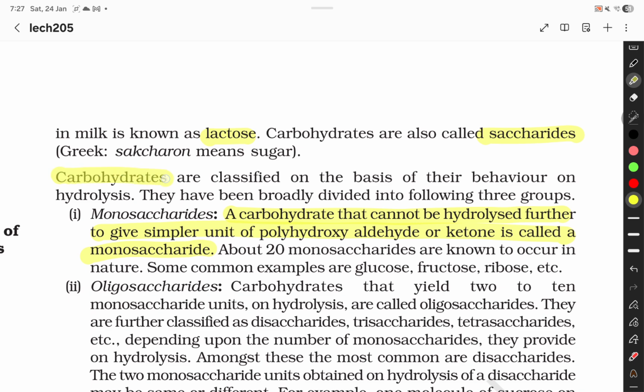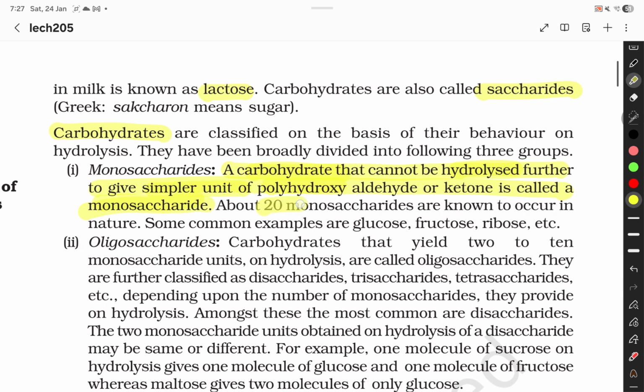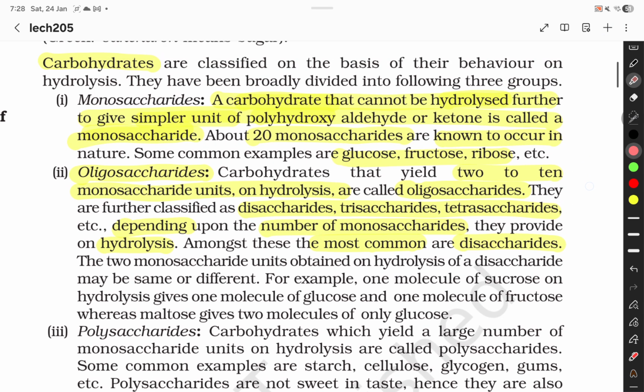So we have the classification of carbohydrates. Monosaccharides are carbohydrates that cannot be hydrolyzed further to give simpler units of polyhydroxy aldehyde or ketone. About 20 monosaccharides are known to occur. Examples are glucose, fructose, ribose. Here they talk about oligosaccharides. They yield 2 to 10 monosaccharide units on hydrolysis. Disaccharides, trisaccharides and tetrasaccharides are their classifications.